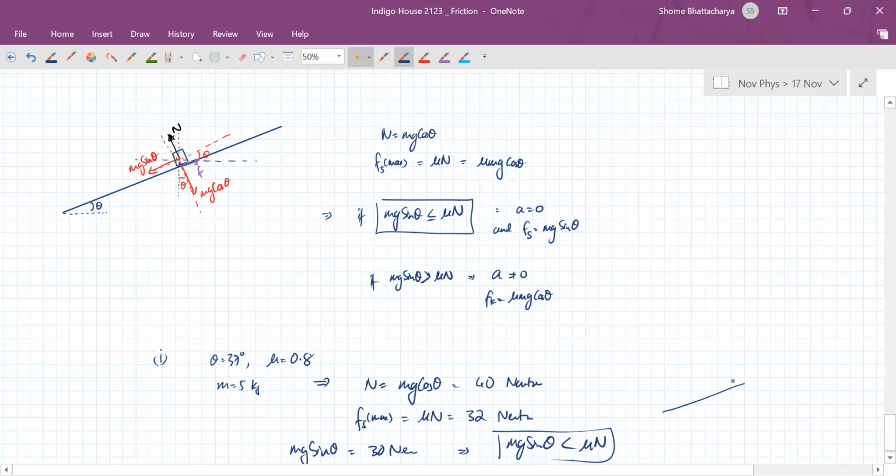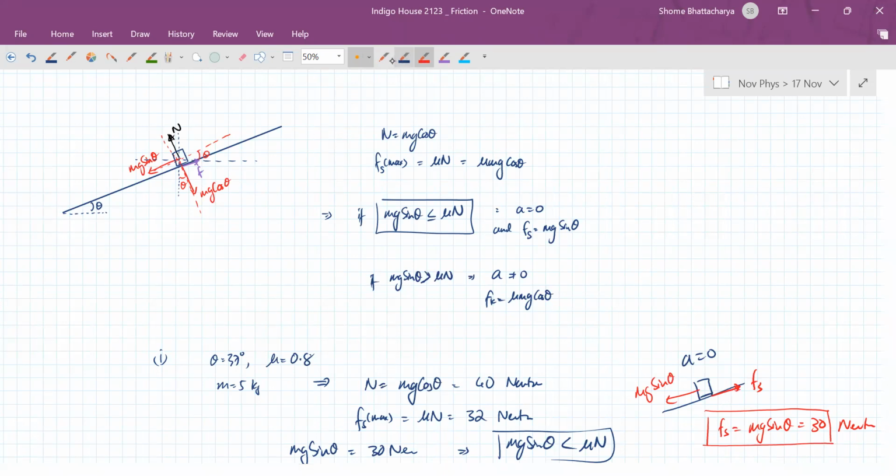So this will be the case where the acceleration of the block will be 0 and mg sin theta is just balanced by static friction. So 30 newtons of static friction acts. Even though the maximum friction available is up to 32 newtons, how much friction is required to prevent slipping? Only that much will act.